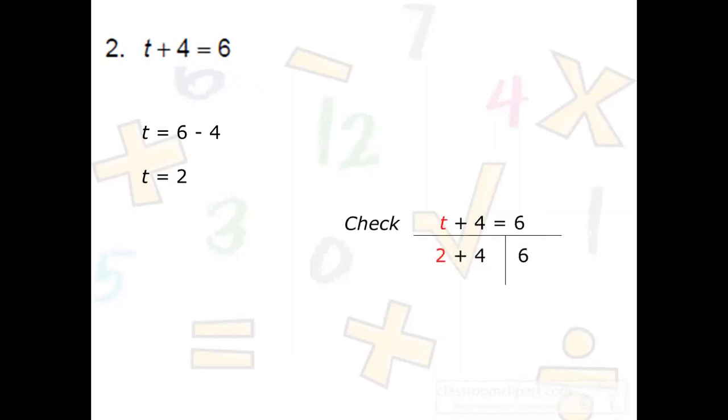This is for question number 2. Now it is a plus 4, so we have to isolate. We have to keep t alone and move the 4 to the other side. That will become t equals 6 minus 4. So 6 minus 4 equals 2. Again, for checking, you replace the t with 2. So 2 plus 4 gives you 6. So 6 is on this side as well as on the other side of the equation.